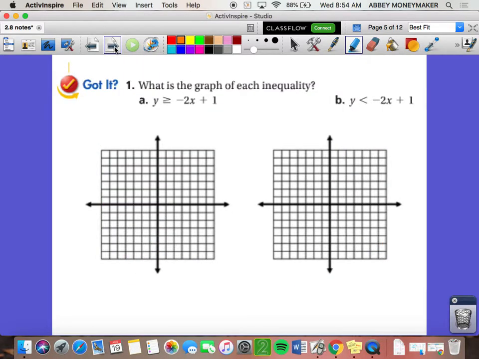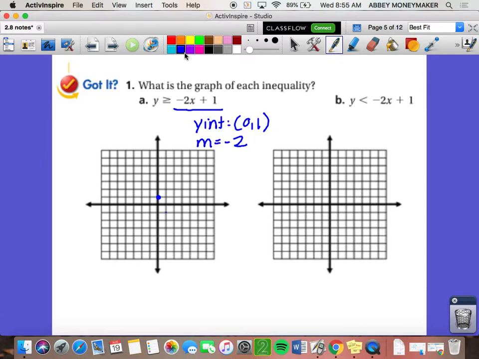So if you will, go ahead and pause the video, see if you can do these two on your own. If you need a little bit more guidance, you can go ahead and follow along with me. So again, we're going to graph the linear equation here. My y-intercept is at 0, 1. So I'm right here. And my slope is negative 2. So slope is negative 2.